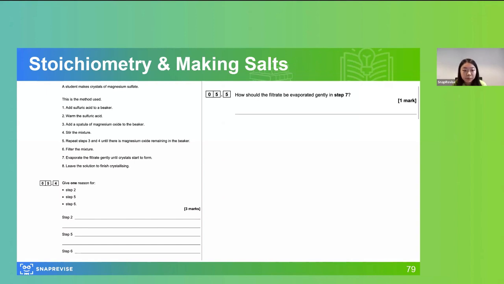Step 5, repeat steps 3 and 4 until there's magnesium oxide remaining in the beaker, until there's excess solid in the beaker. Why are we doing this? To make sure all the acid has reacted. Step 6, why are you doing step 6? Why are we filtering the mixture?